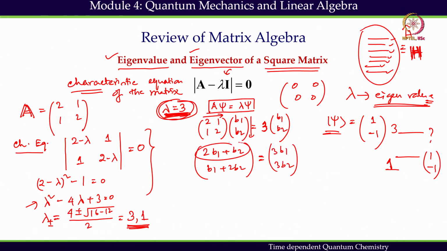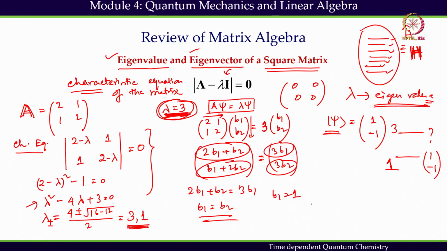So, now I have to equate each element on both sides. If I make them equal, then I get 2 b1 plus b2 equals 3 b1, which means b1 equals b2. In this case, if I use b1 equals 1, then b2 is going to be 1. So, I have now the second state to be 1 1. That is the state we have.